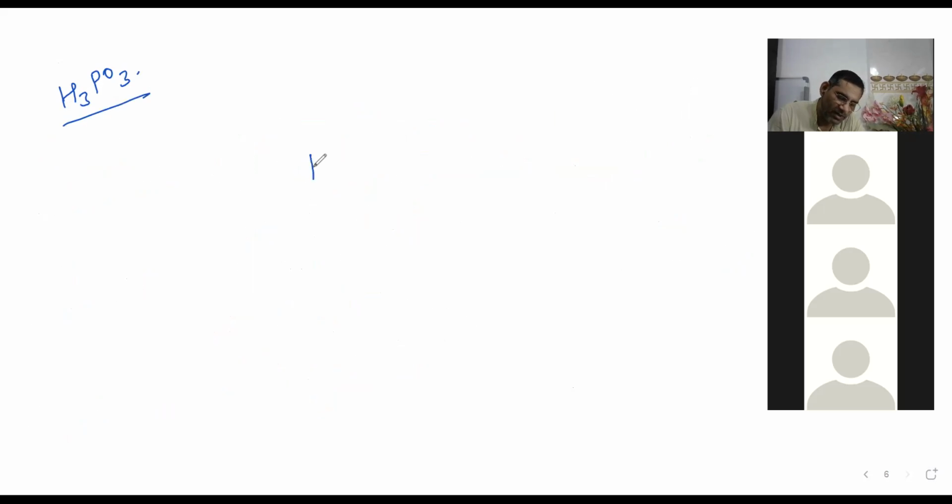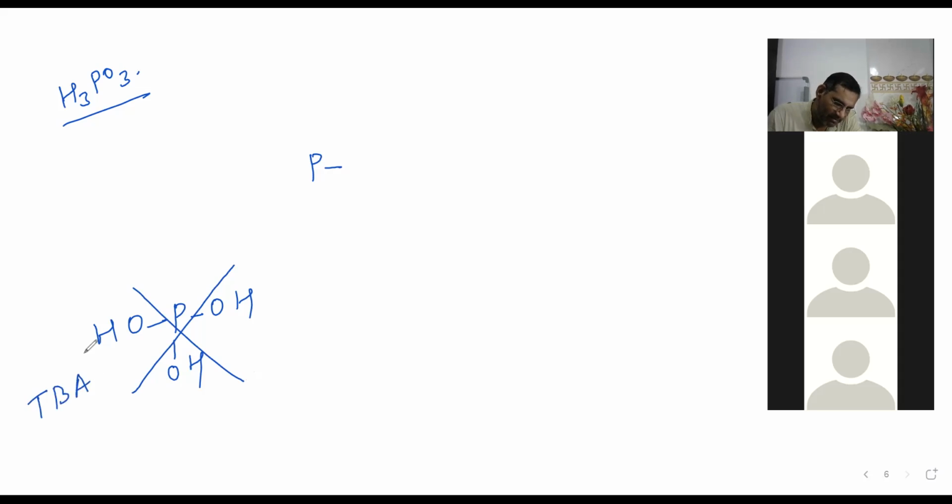H3PO3. See, phosphorus. You can draw it like this too, but that's wrong, because according to this structure it will be a tribasic acid, but experimentally it is proved that it is not tribasic acid, it is dibasic acid. Now see, I'll do it in a different way. I'll write this structure in a different way.